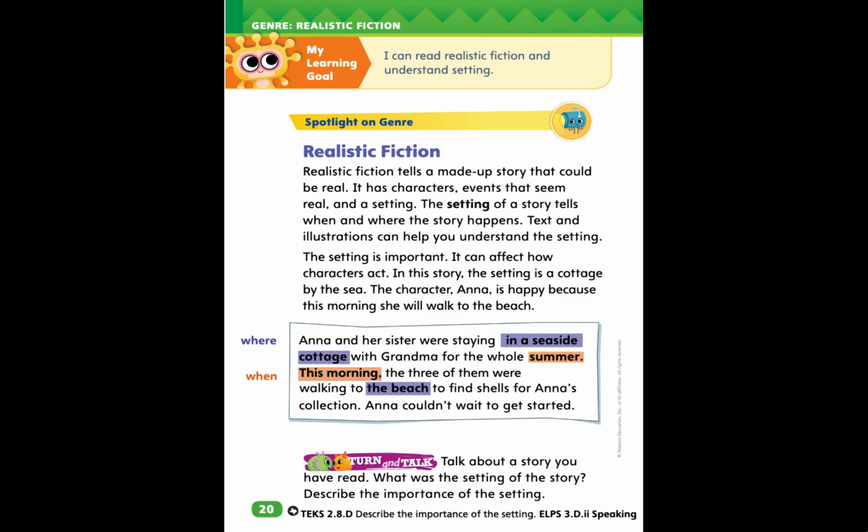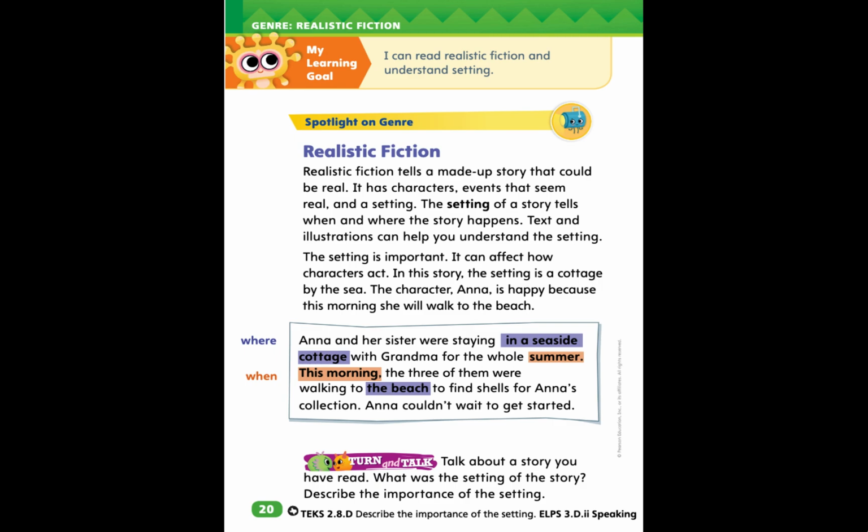So let's go ahead and read the little story at the bottom. It says Anna and her sister were staying in a seaside cottage with Grandma for the whole summer. This morning, the three of them were walking to the beach to find shells for Anna's collection. Anna couldn't wait to get started. So let's go back and take a look.